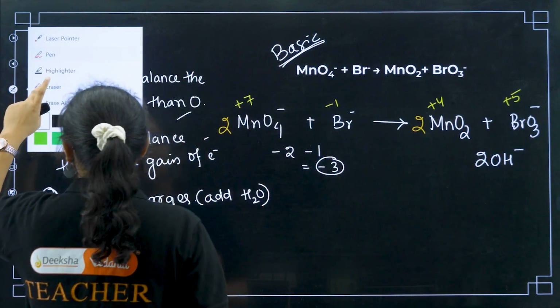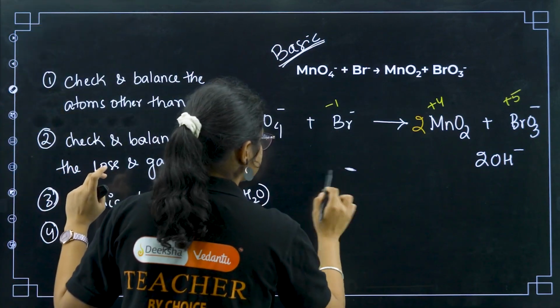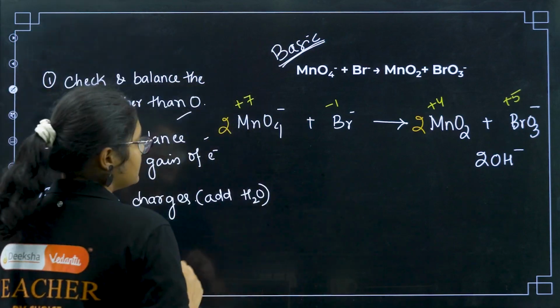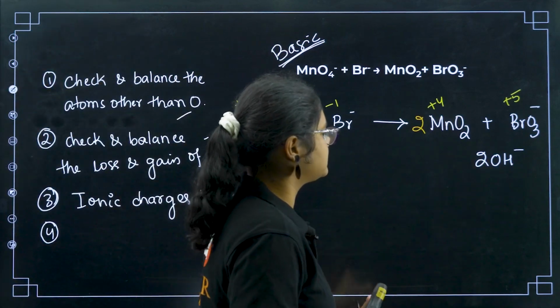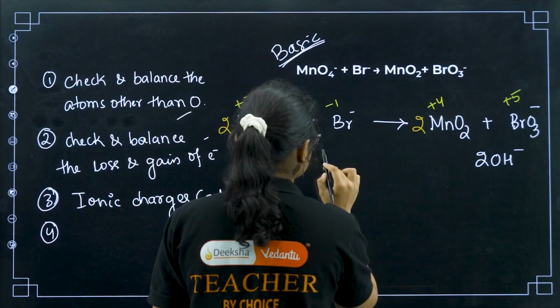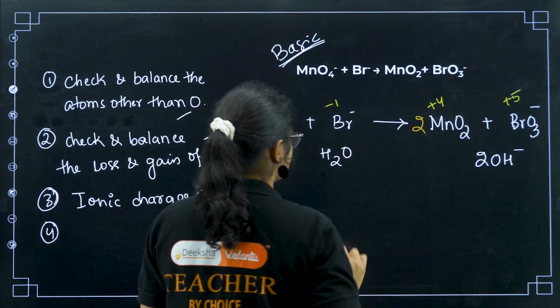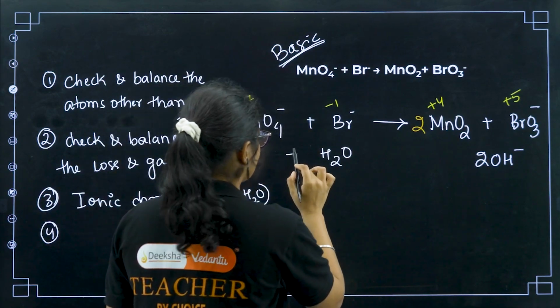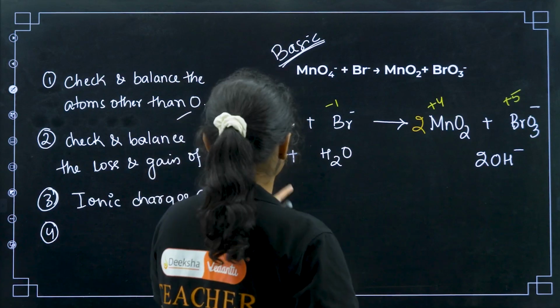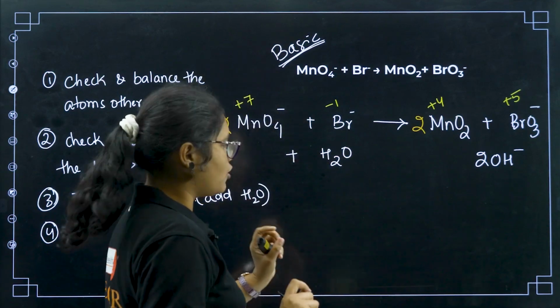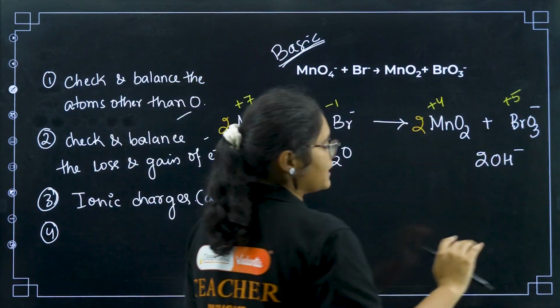Okay, but now after adding that, what happened? Hydrogen is not balanced anymore, right? Now what I can do? 2 OH minus, if I want to balance, we have 2 hydrogens, so I will add 1 water molecule. Okay, so if I add 1 water molecule, so what I am getting here? 4 plus 1, 5 oxygen, and 3 plus 2, 5 oxygen.